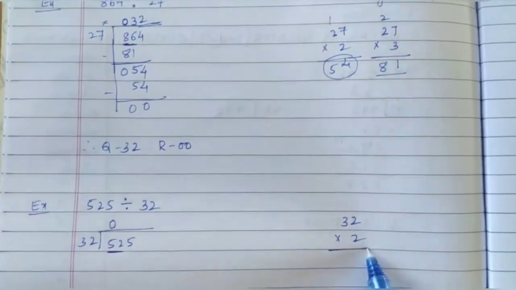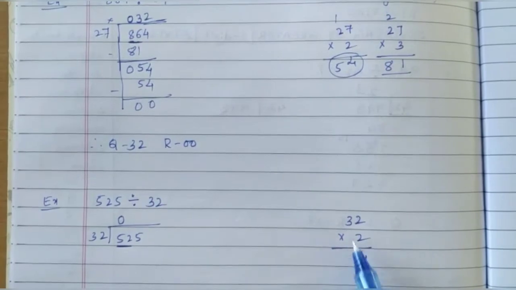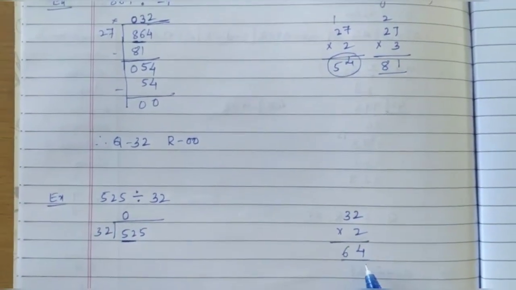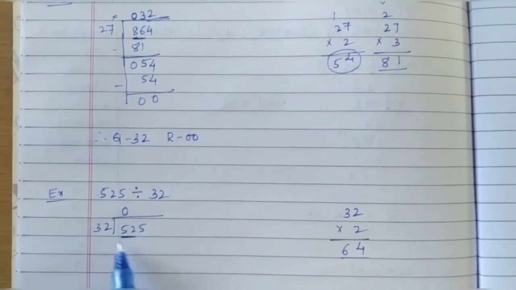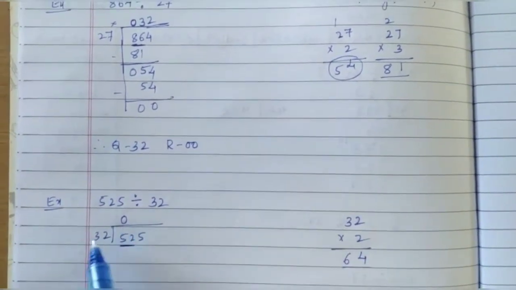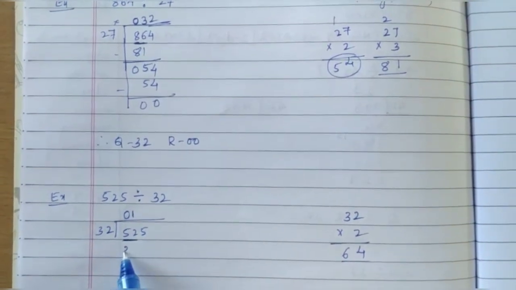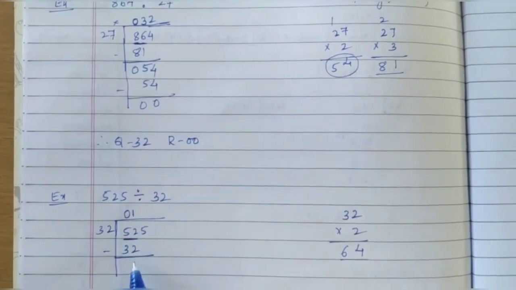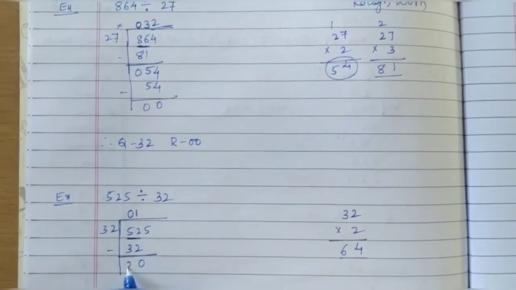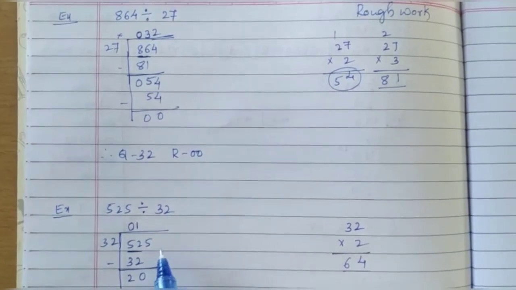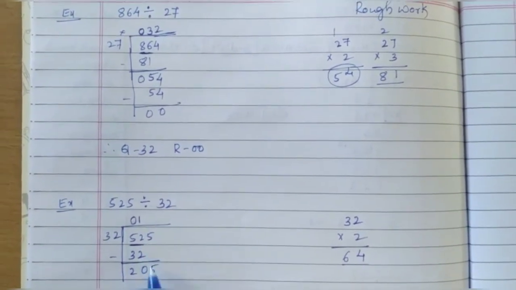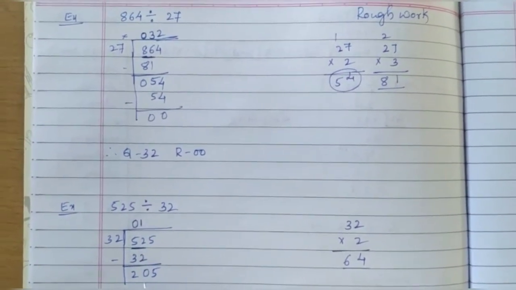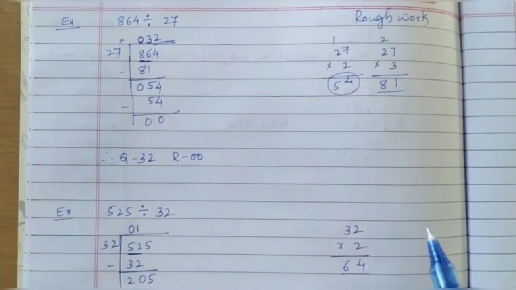32 twos are, I will check this one. 2 twos are 4, 2 threes are 6, 64. It comes 64. It is bigger than 52. So that's why I will take 32 ones are 32. And now I will subtract. 2 minus 2, 0. 5 minus 3, 2. Right. So now I will take 5. Just bring down this term. Now we have 205.